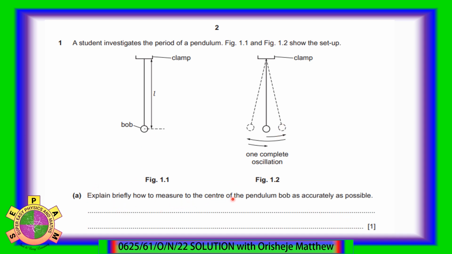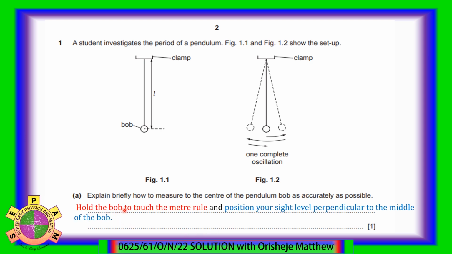Explain how you can measure the center of the pendulum bulb accurately. So how do you measure the center of this bulb? All you need to do is hold the bulb close to the meter rule and position your sight level perpendicular to the center of the bulb. Then you read the value from the meter rule that is held by the side.